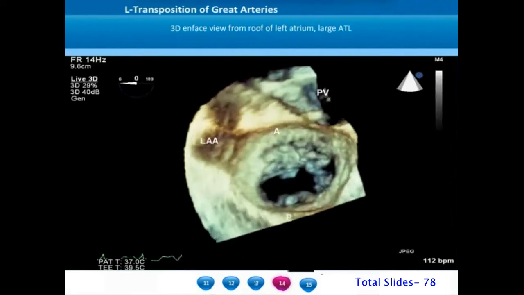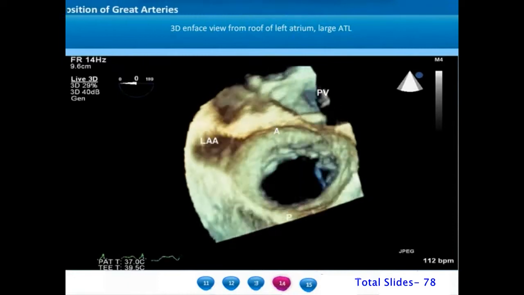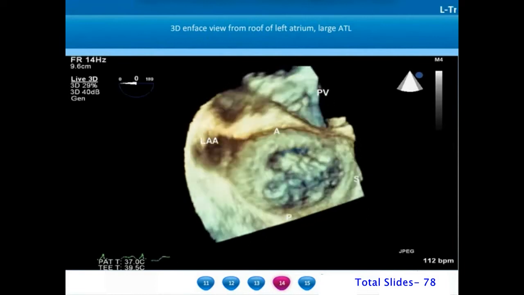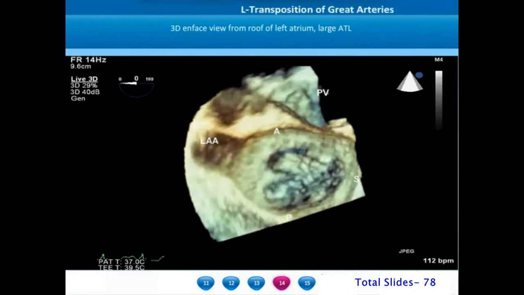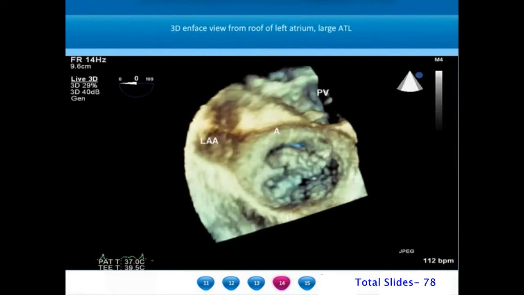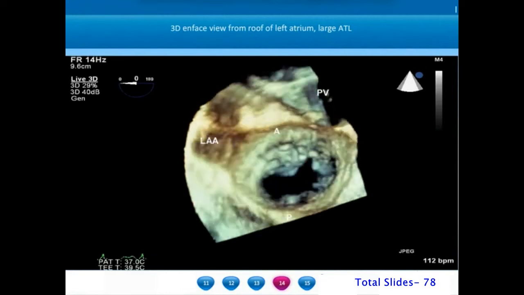The left atrioventricular valve in corrected transposition is morphologically tricuspid. We can see that very clearly on a 3D en-face view from the roof of left atrium. We can notice the dilated left atrial appendage shown as LAA. We can notice that the atrioventricular valve has 3 leaflets. The one marked A is the anterior tricuspid leaflet. The one marked S is the septal tricuspid leaflet. The one marked P is the posterior tricuspid leaflet.